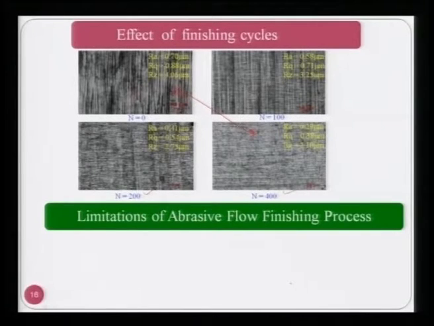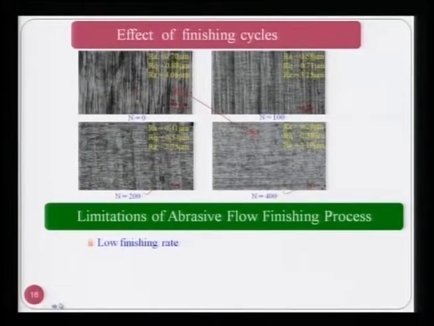So, definitely there is an improvement as long as you keep increasing the finishing cycles, but there is always a limit beyond which you cannot improve the surface finish, and that value of surface finish is known as the critical surface roughness value, which I have explained in some other lectures already.